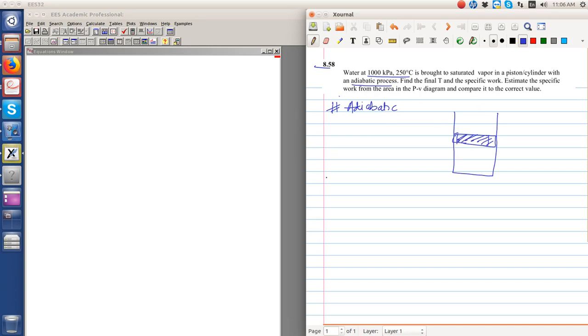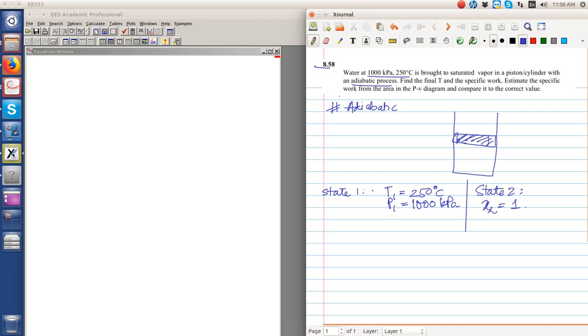Okay, so state 1, T1 equal to 250 degrees Celsius, P1 is equal to 1000 kilopascal. State 2 is brought to saturated vapor.